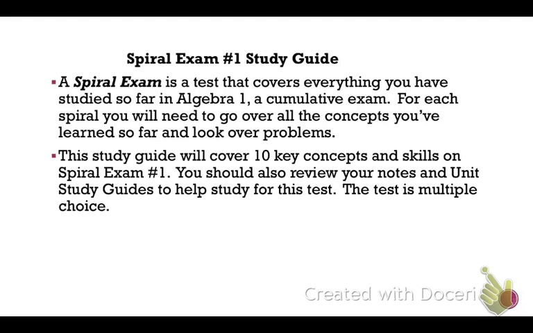For each spiral test, you will need to go over all the concepts that you've learned so far and look over problems. This study guide will cover 10 key concepts and skills on Spiral Exam Number 1. To get ready for the test, you should also review your notes and unit study guides to help you study for the test. This test is multiple choice and is on Math Excel.